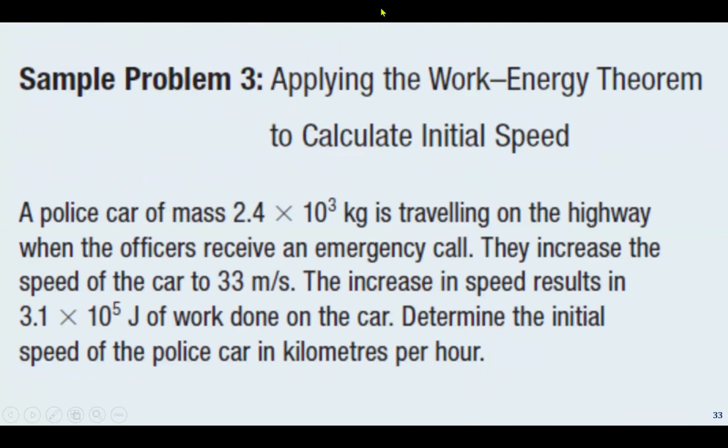Here, a police car of mass 2.4 times 10^3 kilograms is traveling on the highway when the officers receive an emergency call. They increase the speed of the car to 33 meters per second. The increase in speed results in 3.1 times 10^5 joules of work done on the car. Can you determine the initial speed of the police car in kilometers per hour? Okay, I'll give you 5 minutes to consider this question by yourself, and then after that, we'll have a look at the solution together. So be careful with the unit here.